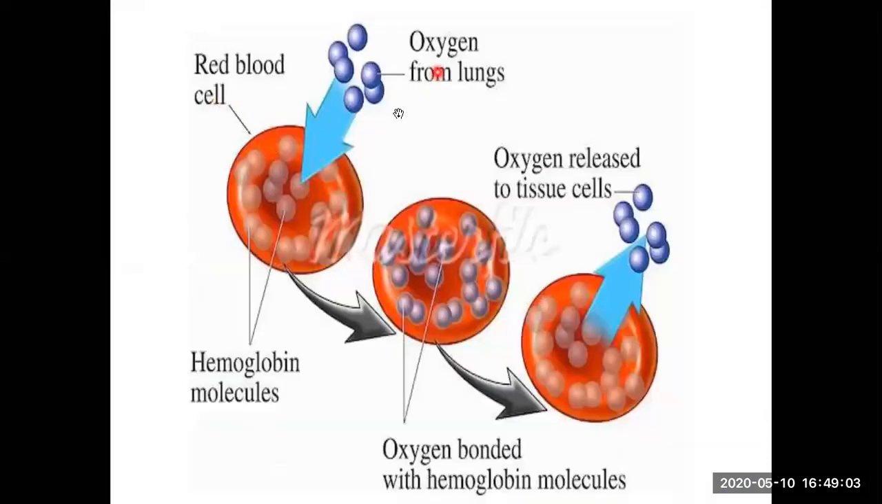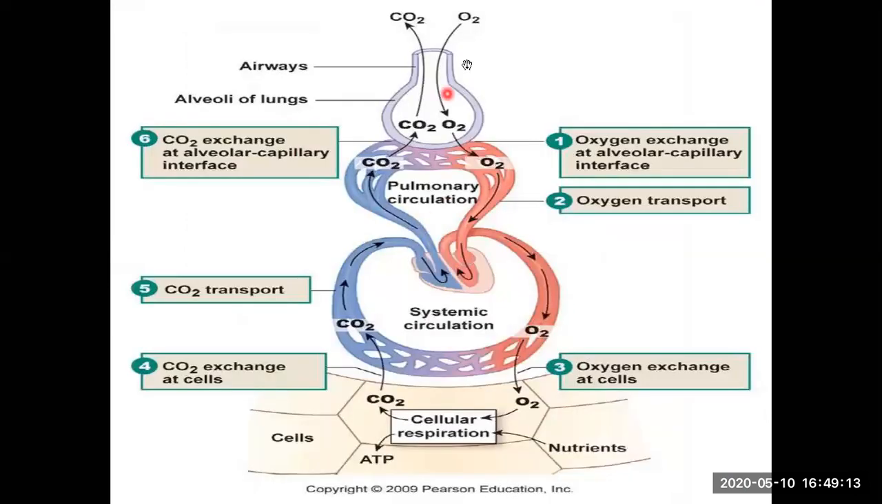This is how oxygen enters into the blood. RBCs, having hemoglobin, bind it in the form of oxyhemoglobin and release it at the level of tissues. This is the type of circulation: pulmonary circulation and systemic circulation. Air enters, oxygenated blood goes from the heart to organs, where oxygen is utilized for cellular respiration, and carbon dioxide is released.